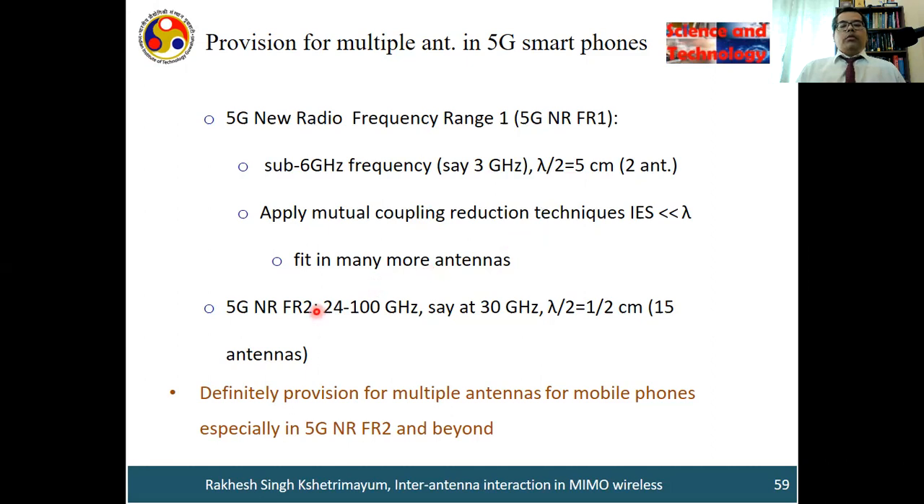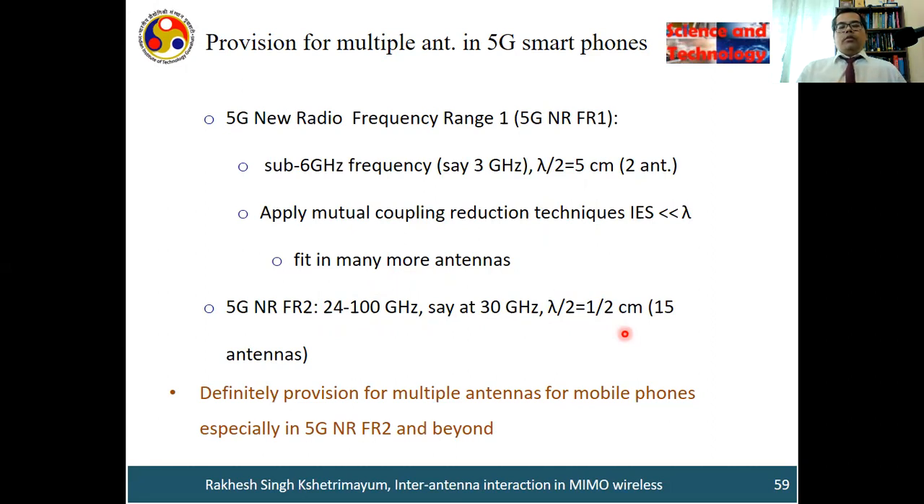For example, you go to 5G NR-FR2, 5G New Radio Frequency Range 2, which is projected in millimeter wave, 24 to 100 GHz. See, at 30 GHz, how much is the lambda by 2? Lambda is the wavelength. Lambda by 2 is half centimeter. So now if you go for 5G NR-FR2, then you can easily fit in 15 antennas on a single mobile phone. So that's one of the reasons people are going for higher and higher frequency of operation for wireless communication.